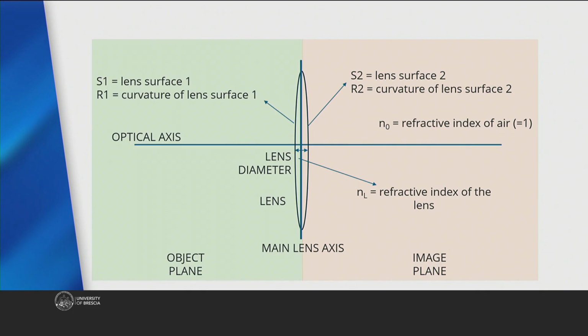Finally, the optical system is divided into two distinct areas along the axis, an object plane, in green and by convention to the left of the lens, and an image plane, in red and by convention to the right. The entire system is placed in an environment that also has its own refractive index. Usually, the environment is composed of air, with a refractive index equal to 1.